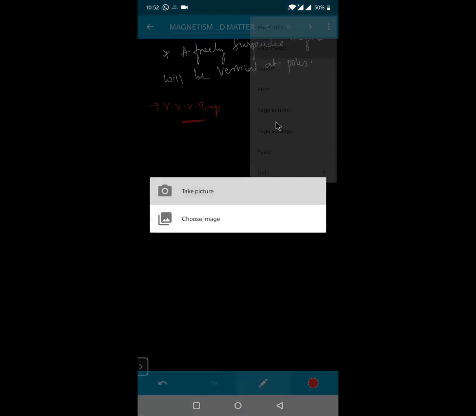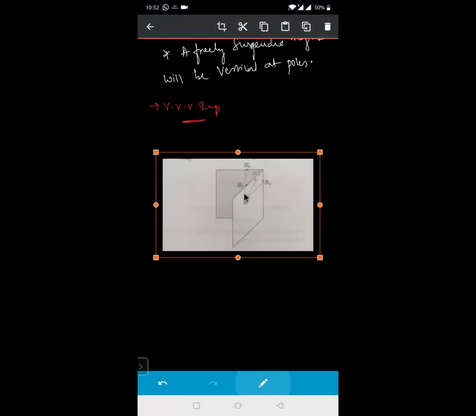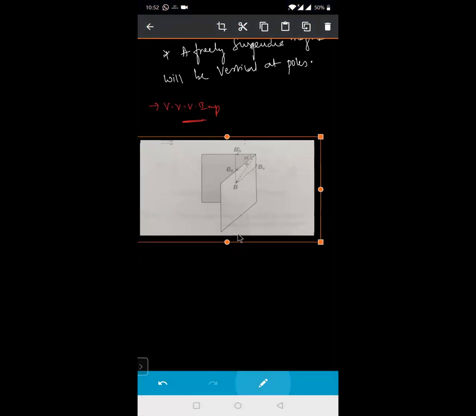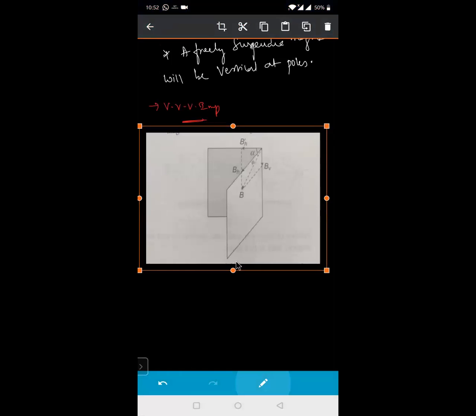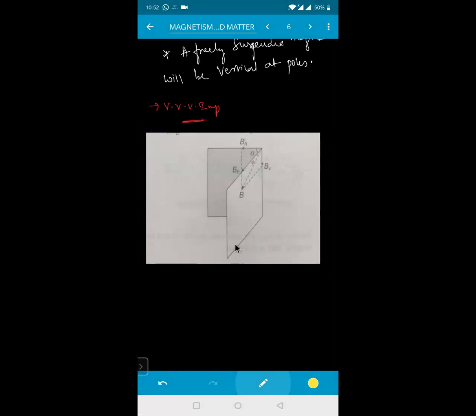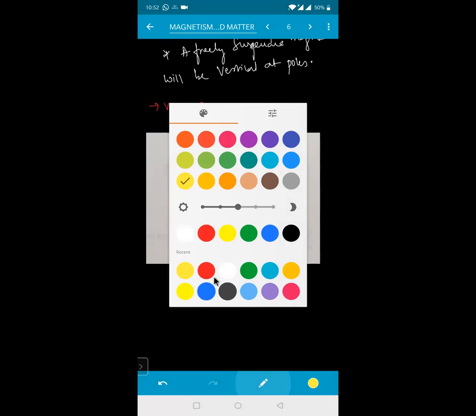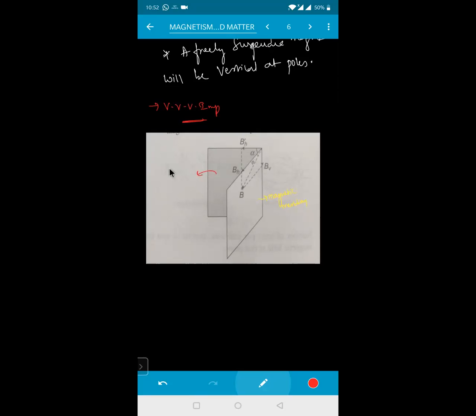I'll try to show you the diagram. See this. What is this one? This one is your magnetic meridian. And what is this one? This one is your geographic meridian, the Earth's geographical meridian. Is it clear?